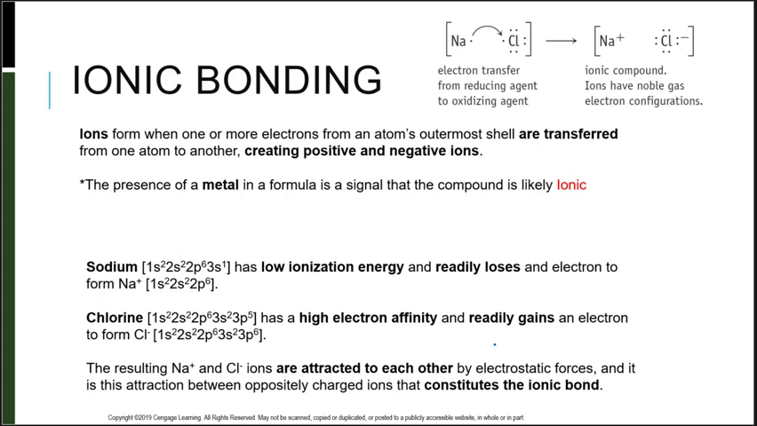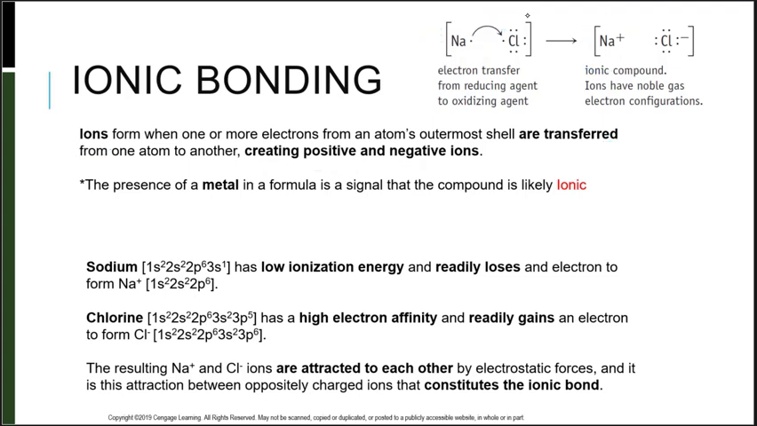pair. An ionic bond is when we have ions that are formed when one or more electrons from an atom's outermost valence shell, again, are transferred from one atom to another, creating a positive and a negative ion. In this case, look, I have a sodium that has 1 outermost electron. You all remember that there's 1 outermost electron. It's going to give it away and become a +1 charge.